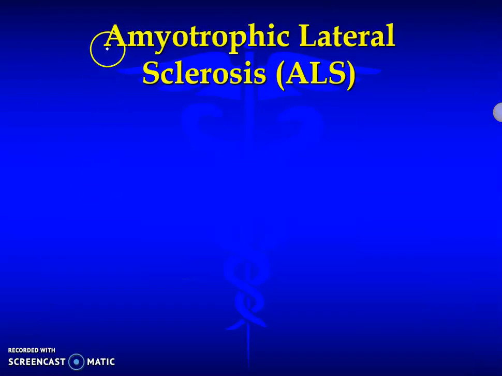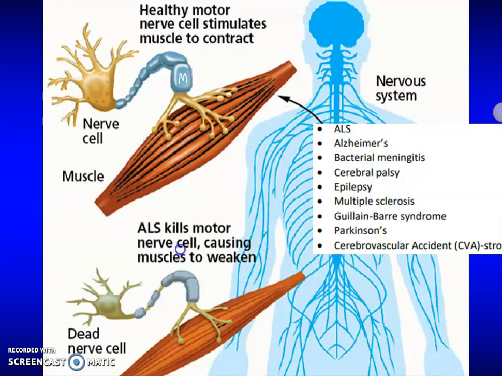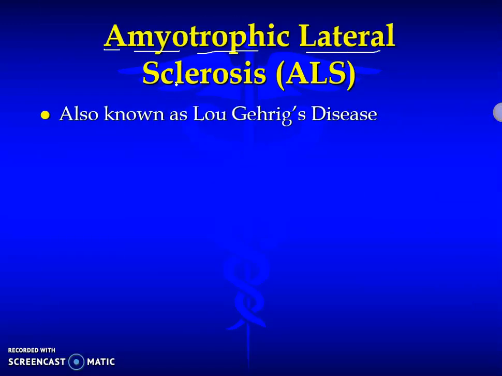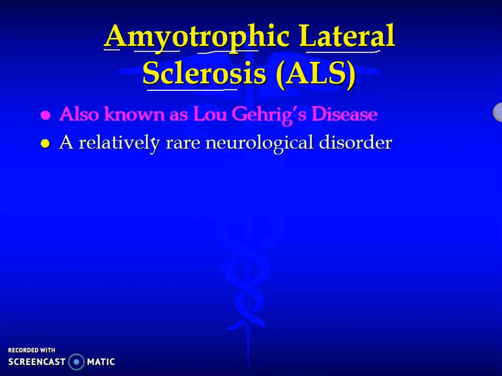So can we do the words really quick? A, without; myo, muscle; troph, nourish or fed. The muscles are getting a lack of nourishment. Lateral, it's in the peripheral nervous system. If we go back, okay, this is all about what nerve again? It's all about a motor neuron. And sclerosis, scler, to harden. This is Lou Gehrig's disease. Amyotrophic lateral sclerosis, also known as ALS.